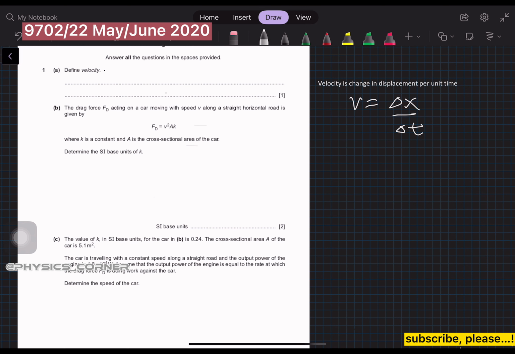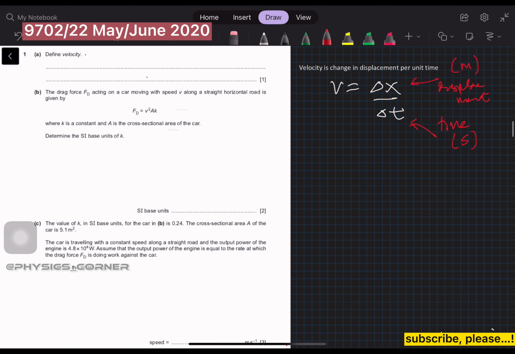x is the displacement and delta t is the time. Sometimes this is in meters and this is in seconds, so meter per second. That's it. Okay, we go to question 1B.